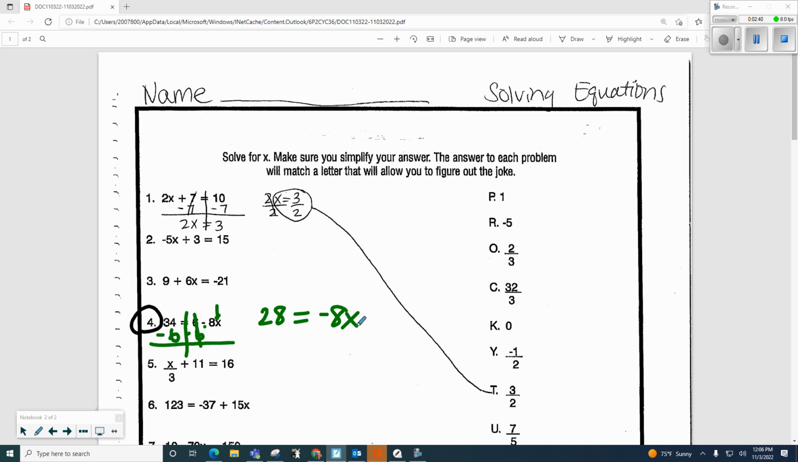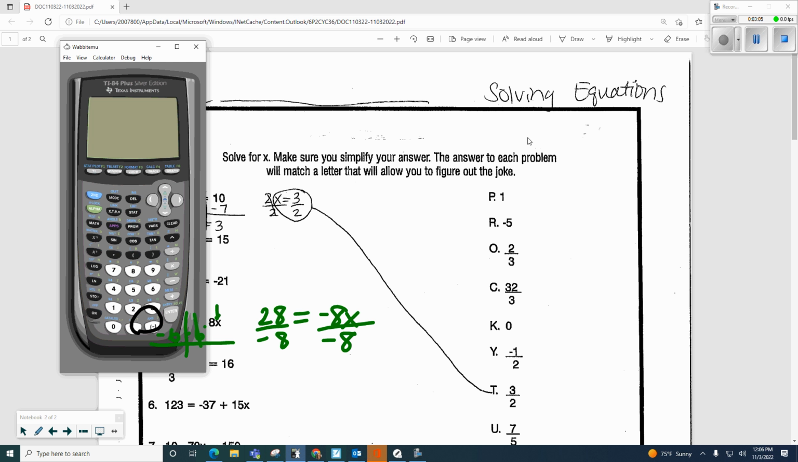And now negative 8 times x, the opposite is to divide. Okay, you always divide by the number that's in front of the x, or whatever variable it happens to be. In this case, they're all x's. Okay, and whatever we do on one side, we have to do on the other side. So if we now, hopefully, let's see if I can show you on the calculator here.